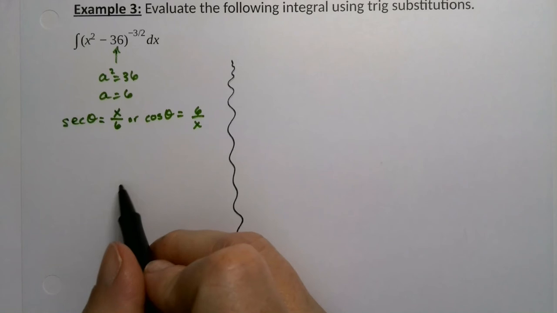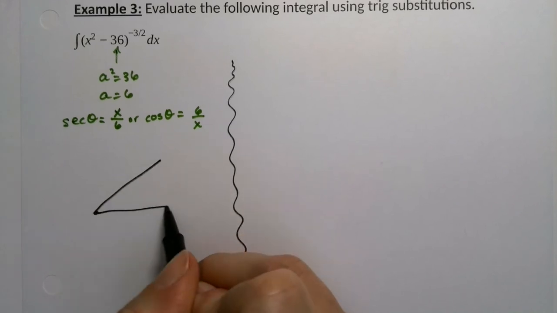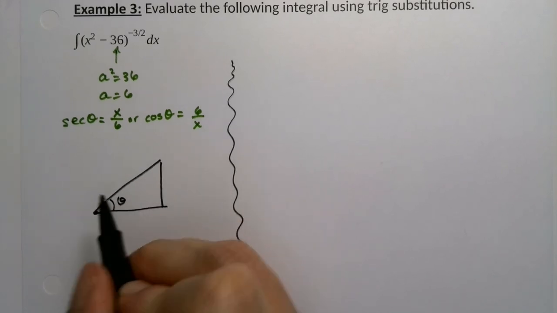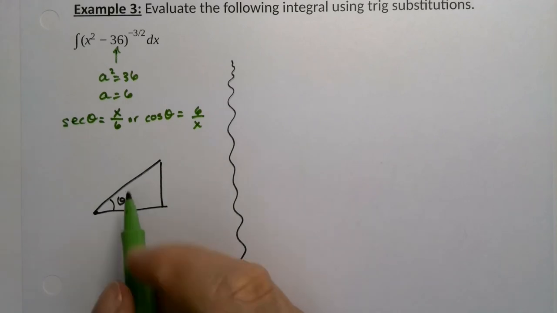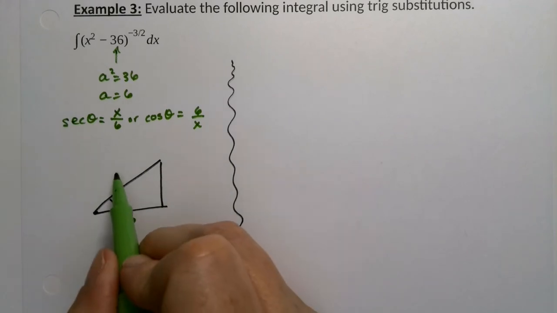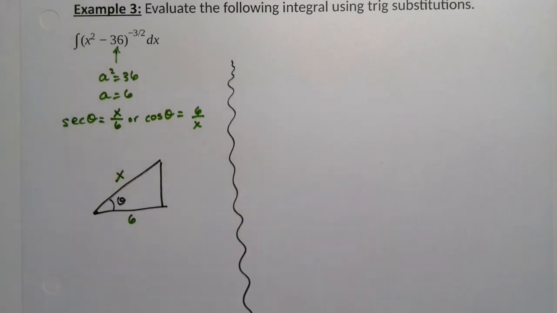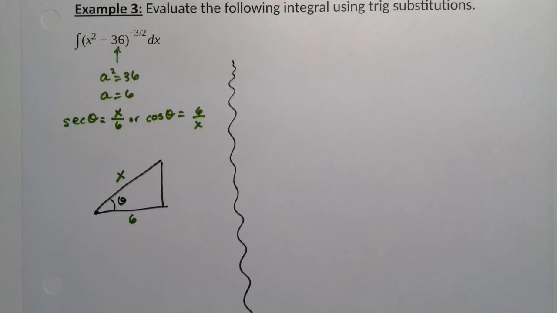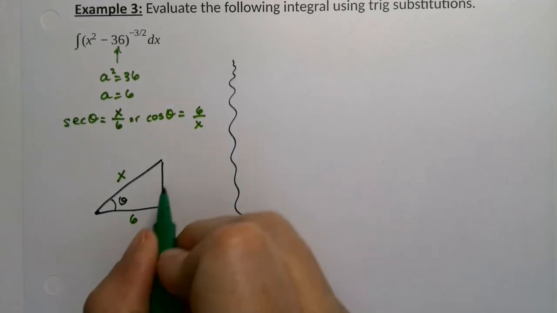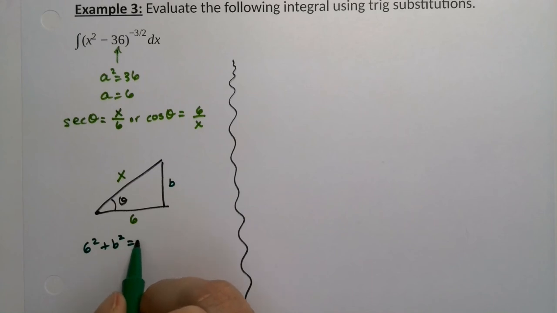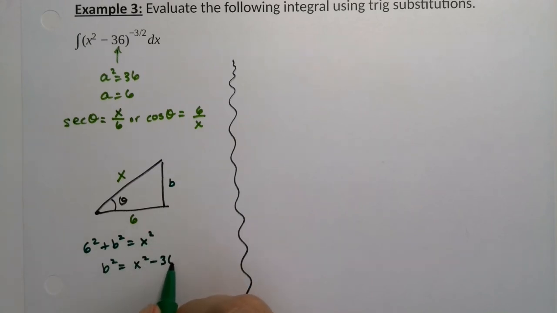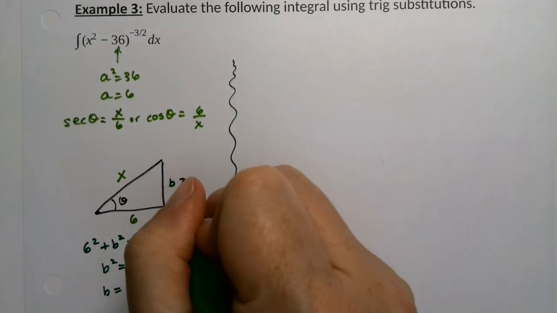I'm going to make a triangle. It's a beautiful triangle, and it has an angle theta in it. I know the cosine of theta is 6 over x. So this side right here is 6, and the hypotenuse is x. And then I can use the Pythagorean theorem to find the other side, right? Because if I call this side b, for example, 6 squared plus b squared must be equal to x squared. So b squared is equal to x squared minus 36. So b is equal to the square root of x squared minus 36, which is right here.